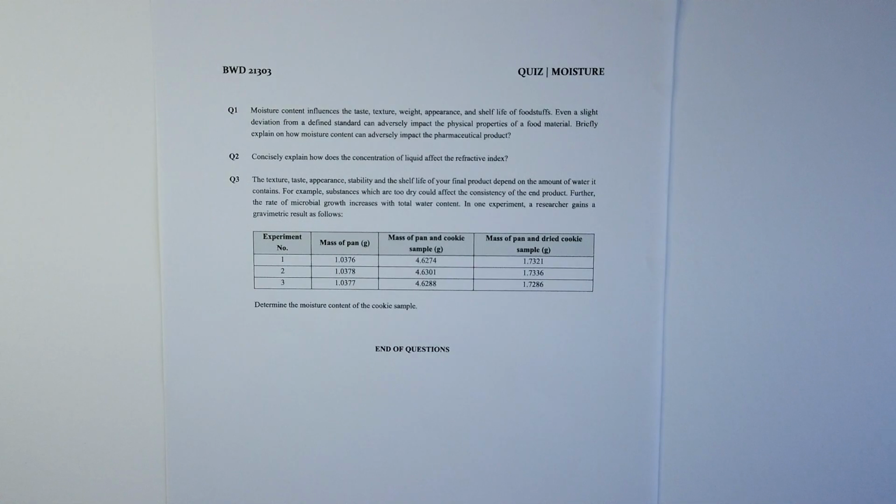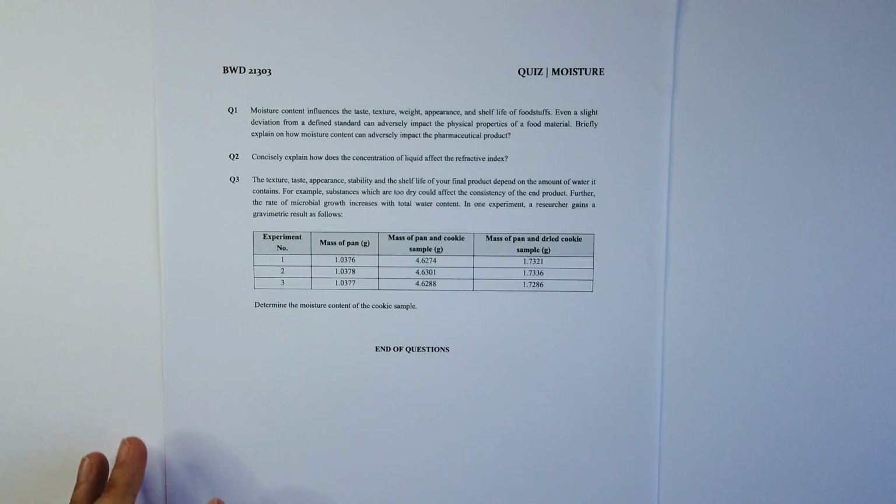So how are you going to determine the moisture content? You need to know the weight of the wet sample, and then you need to know the weight of the dry sample, and then you need to divide it by the weight of the wet sample times 100%. That is the formula for moisture content.